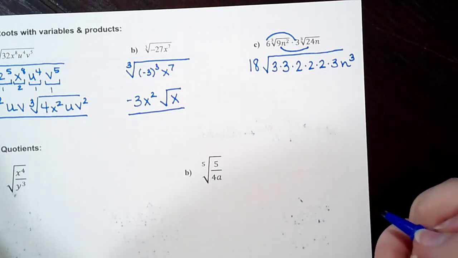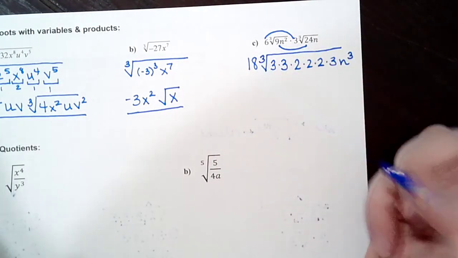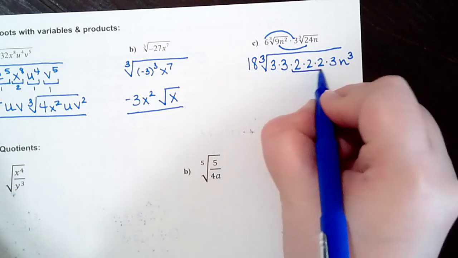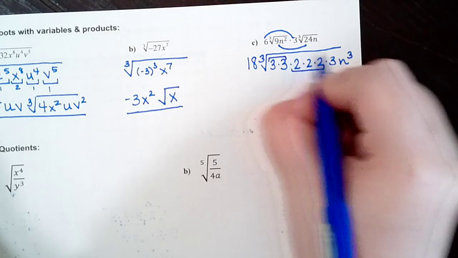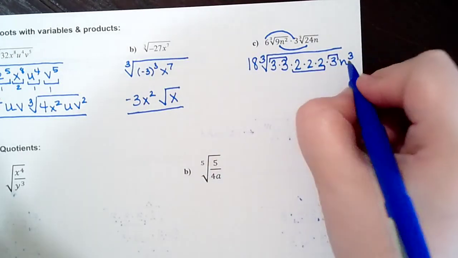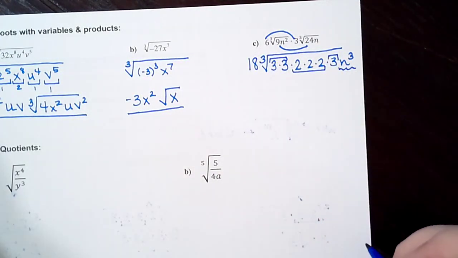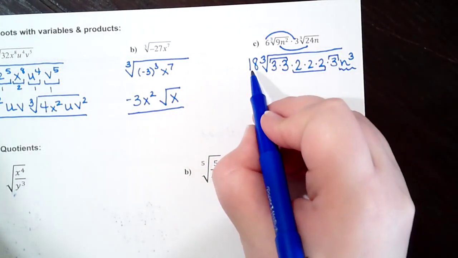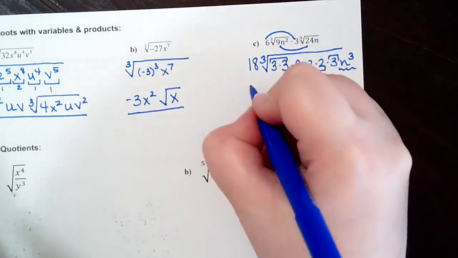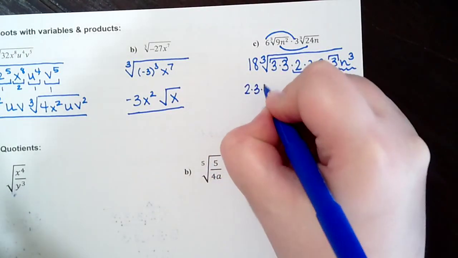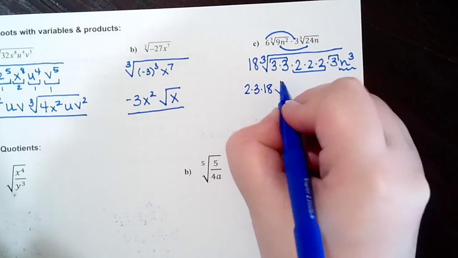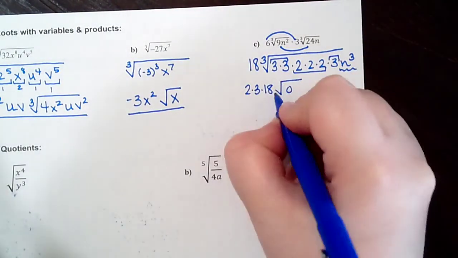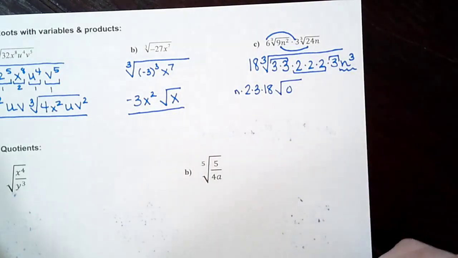And now I just look for triples because it's the cubed root. I've got a triple of 3. I've got a triple of 2. I don't really know how to indicate that these are a triple. There we go. And then I've actually got a triple of n as well. So there's going to be one of each of those on the outside. So 18 times 3 times 2. And because there's nothing left over inside, we say, oh, there should be an n out here as well.